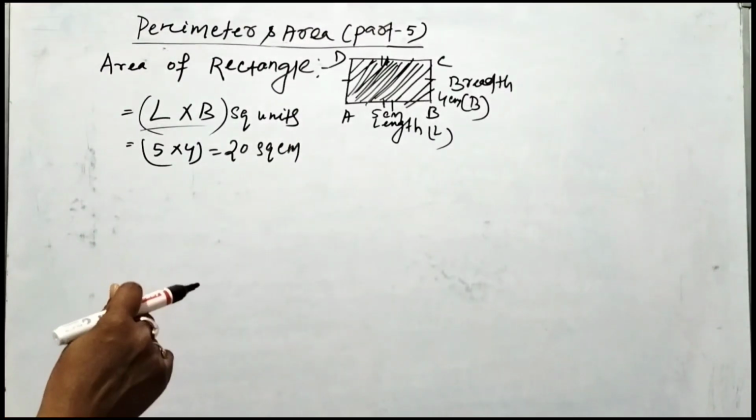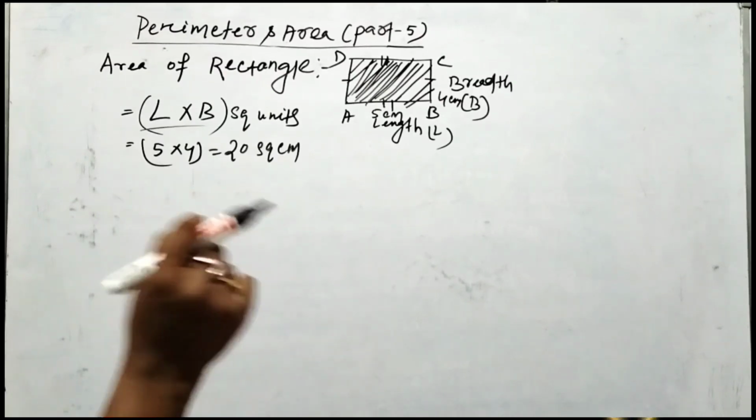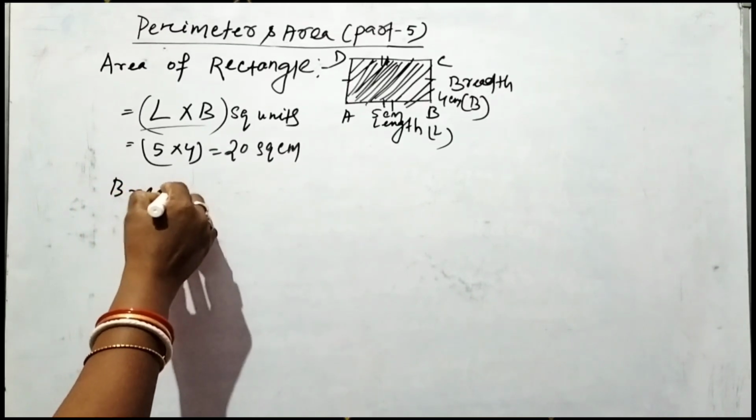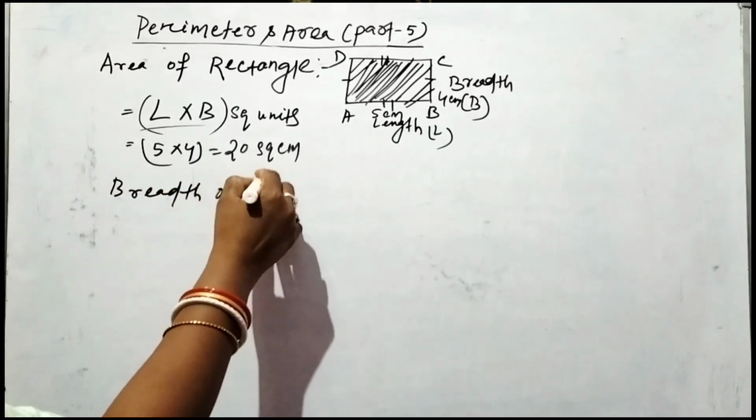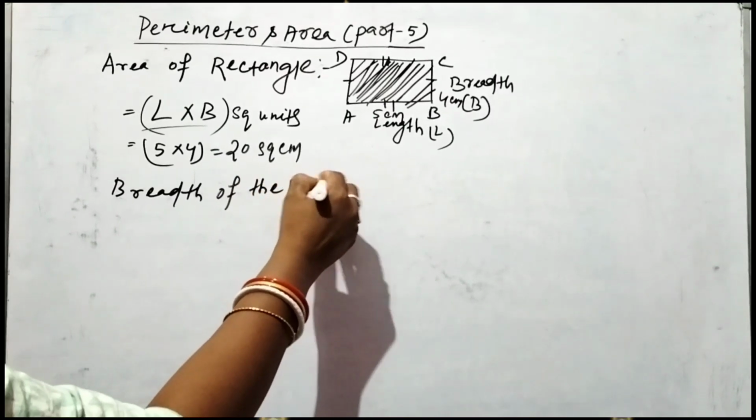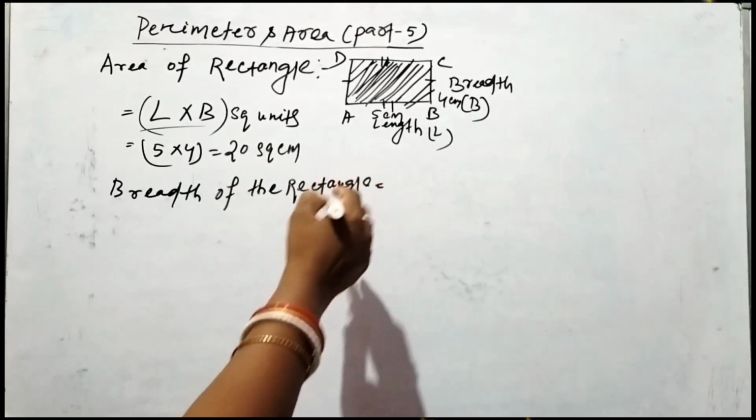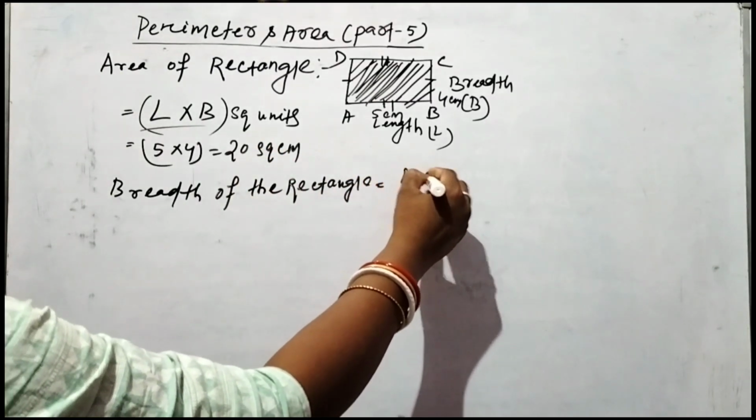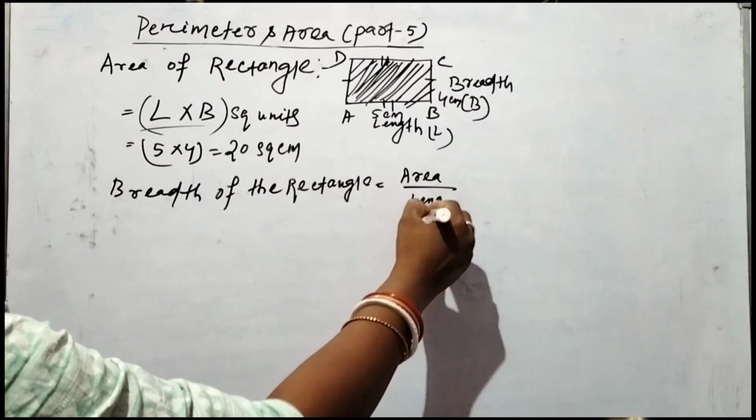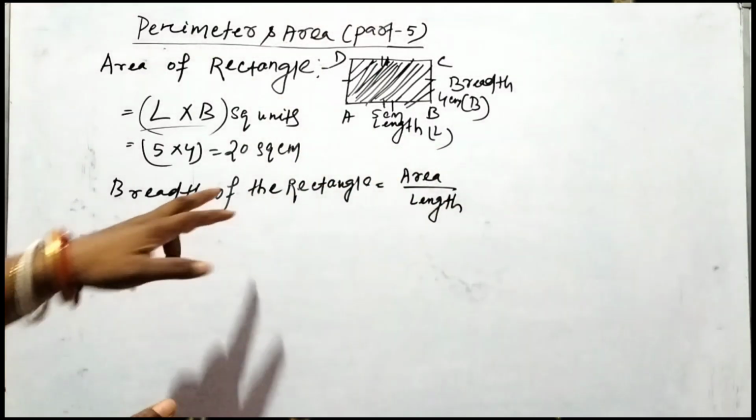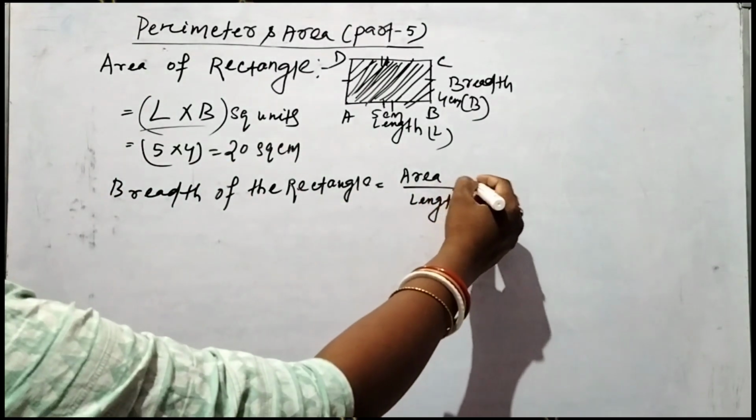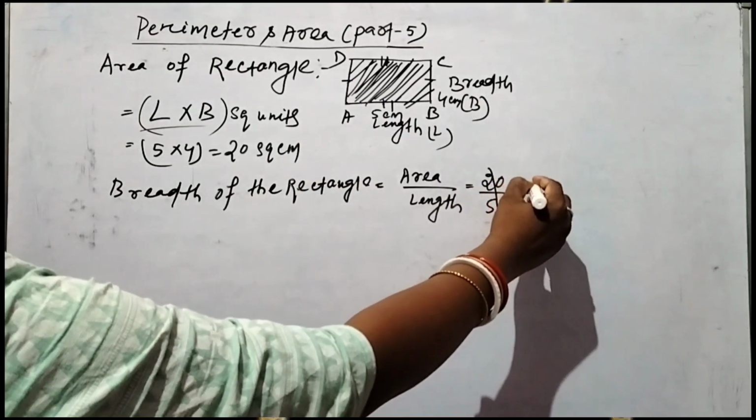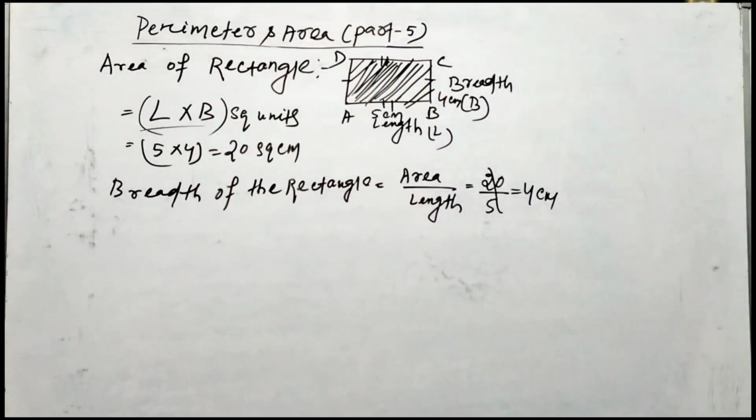But if the length is given and the area of the rectangle is given, how to find out the breadth? The breadth of the rectangle is equal to area by length. Here the area is 20, so 20 by length, which is 5, is 4 centimeter. So the breadth is 4 centimeter.